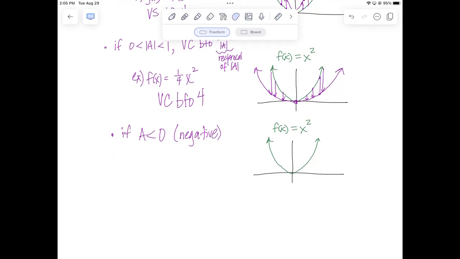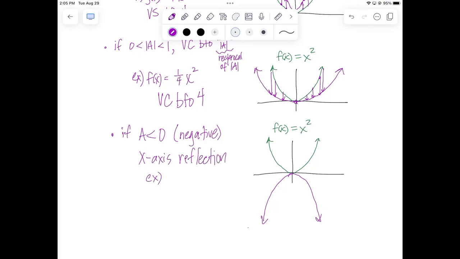So this value here is going to be down here. This value here is going to be down here. This value here is down here. That's going to have the effect of making the graph open downward, like that. Oh, I didn't give you the example. This is going to be an x-axis reflection. And an example would be f of x, or I should be calling this g of x. F of x is our parent function. Let me call this g of x. G of x equals negative x squared.